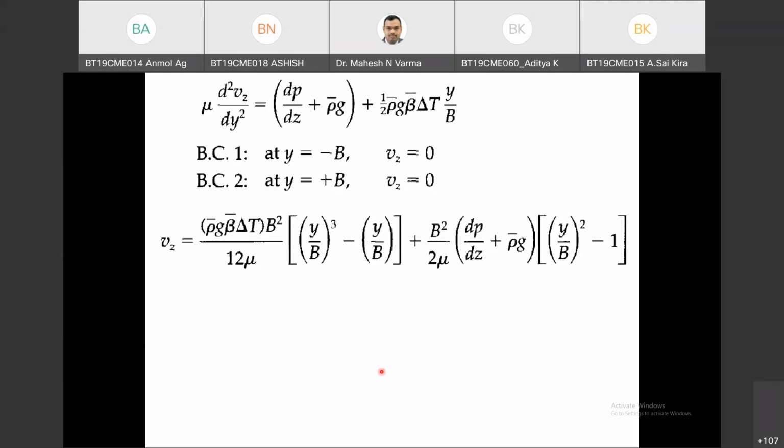So now here, this is the overall velocity profile. Now we can simplify this velocity profile. You can simplify this velocity profile with an additional assumption: if delta t is very, very small and neglecting the value with the delta t square, this del p by del z will be equals to minus rho g.